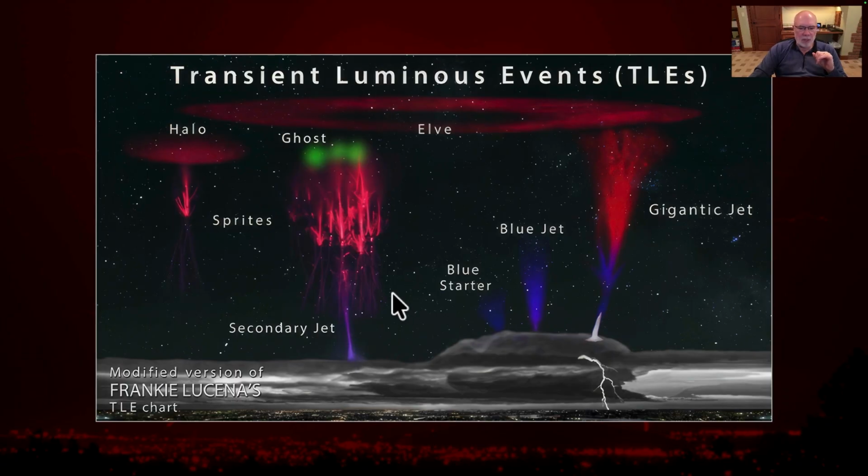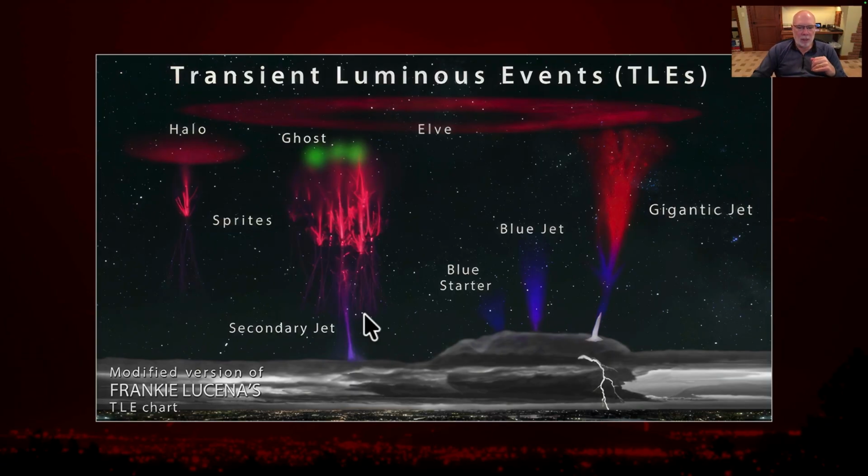Now, lastly, I want to talk about secondary jets. And these are events that occur in the lower portion of the upper atmosphere, more near the thunderstorm cloud itself. These can involve things that look similar to sprites and behave like sprites, and they also can have an upward component similar to a gigantic jet. These have been observed in studies since around the mid-2000s, 2005 to 2008 time frame, when they were classified.